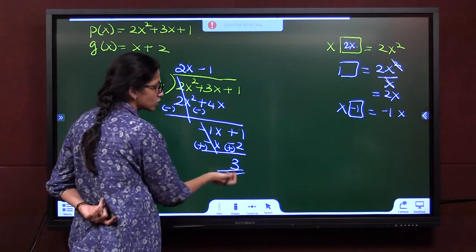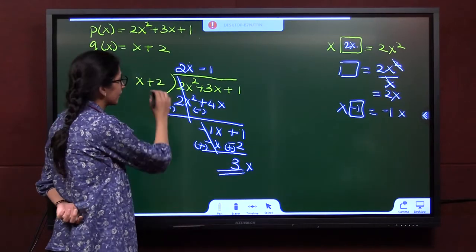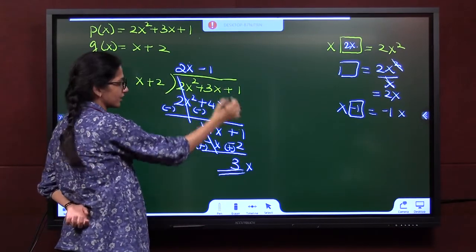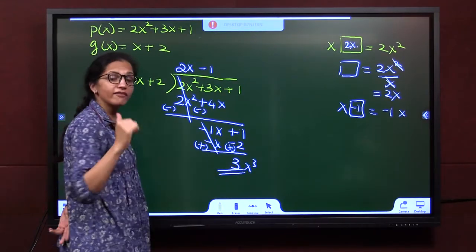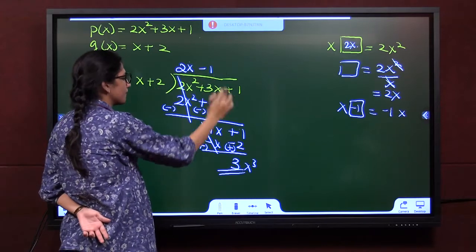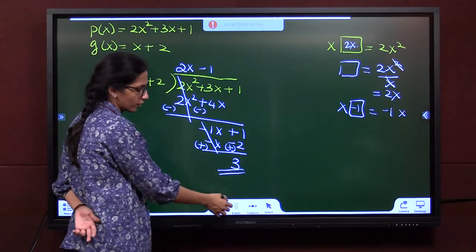Why? Let's say it was not less. Let's say you had an x. That means you can continue to solve. You can put 3x here. Let's say it was an x cube. You can still continue to solve. When will you stop? Only when you cannot multiply and get something more.